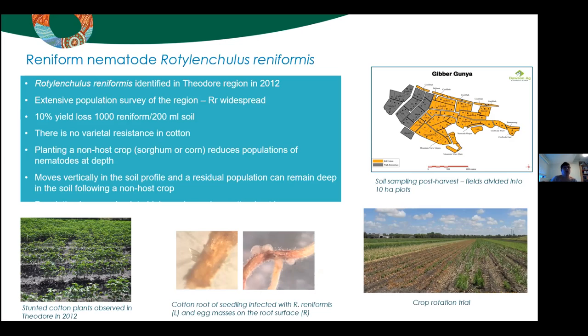And so we've now done research and we have an understanding of the yield loss and the population. We've done work with the breeders and there's no varietal resistance in cotton. And we've also done population studies and rotation trials. And we know there are very big reservoirs of this nematode deep in the soil profile. And even though we can reduce the population with a non-host, as soon as we put cotton back in, up it comes and we get very high populations again. So at the moment, there's not a lot the growers can do apart from trying to keep the populations down with crop rotation, but it is an ongoing problem.